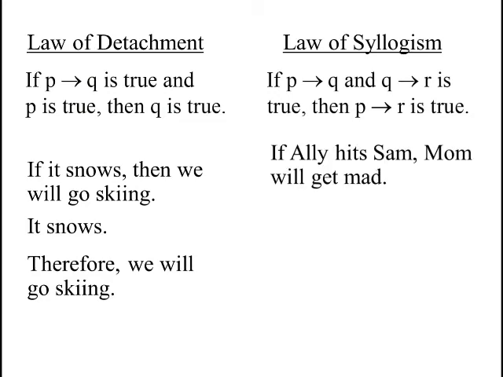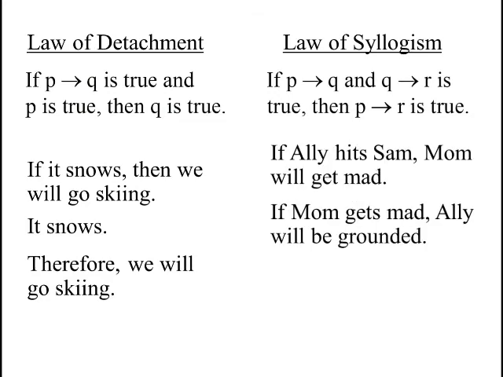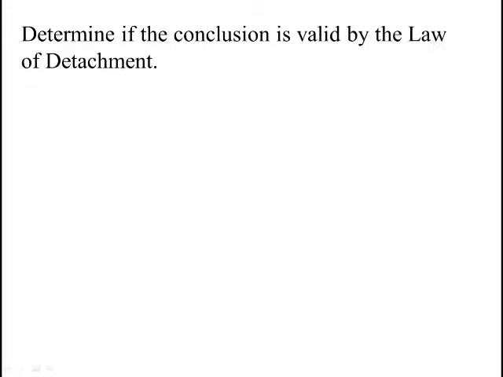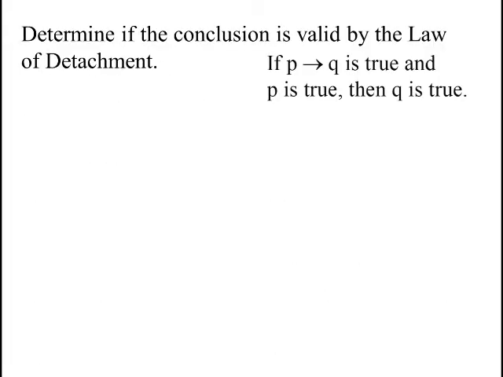So if Allie hits Sam, Mom will get mad. If Mom gets mad, Allie will be grounded. Allie hits Sam. Therefore, Allie will be grounded. See, it has an extra step in there compared to detachment. Now we're going to look at two arguments here and see if they're true under detachment.